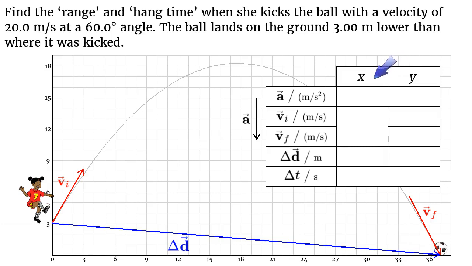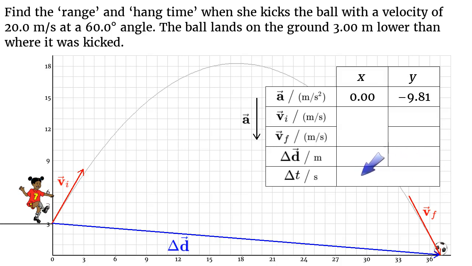Let's start by filling in what we know. We're neglecting air resistance, and therefore the acceleration is just the acceleration due to gravity. And since gravity points straight down, that means the x component of the acceleration is going to be 0. The acceleration vector has no x component, and the y component is going to be negative 9.81 meters per second squared. Because time is a scalar, it does not have a separate x and y component, it's just a single number. So these two cells for the time have been joined together to indicate that they're not separate.